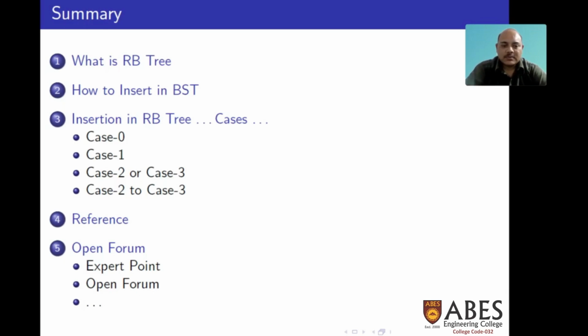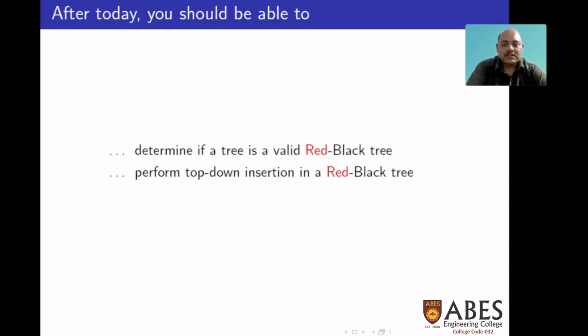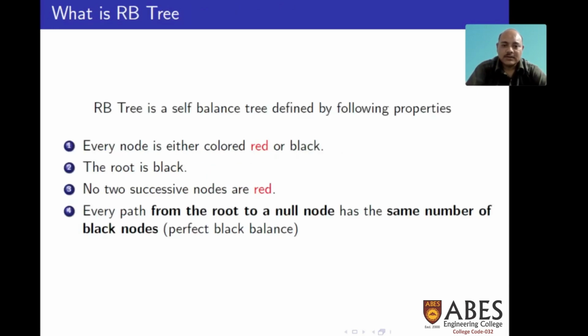Different cases may be possible: cases 0, 1, 2, 3. So we will discuss all of those, and then we will check the references. So after this particular lecture, you will be able to define a valid red black tree. That means you can differentiate whether a given tree is a valid red black tree or not. Fine. And you will also be able to insert values in a given red black tree.